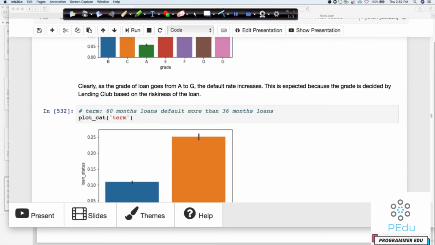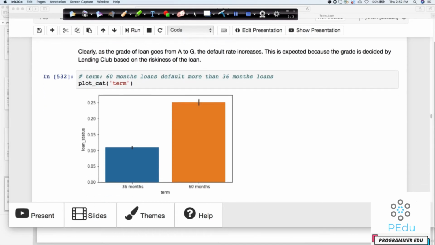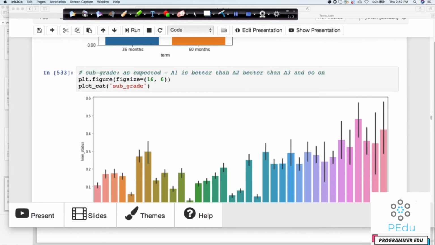Now let's do it for the term. So maybe we have two kinds of terms with us. One is a 36-month term and one is a 60-month term. So we would like to see if the people who are applying for 36 months are defaulting more, or people who are applying for a longer term like 60 months are defaulting more. So that's basically what we want to infer now. So we are passing term and we are seeing an interesting thing: people who are applying for a longer term loan have a higher risk of defaulting. Okay, this is a risky customer.